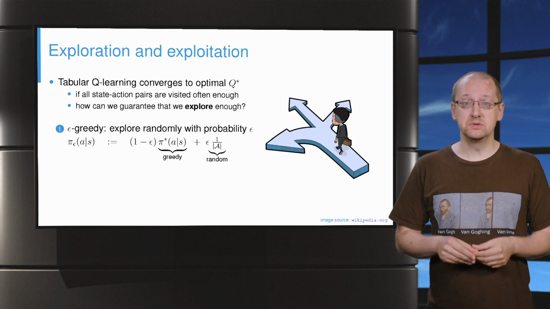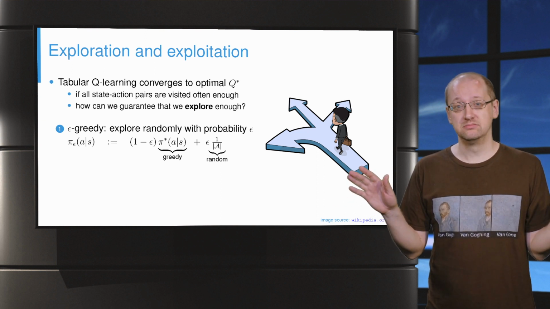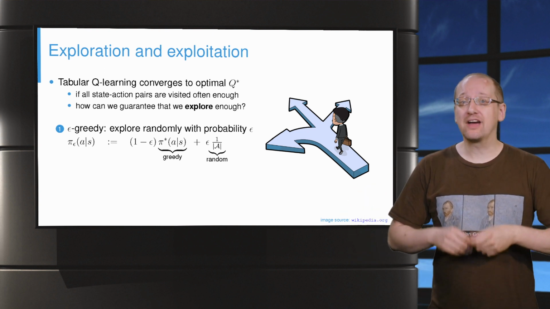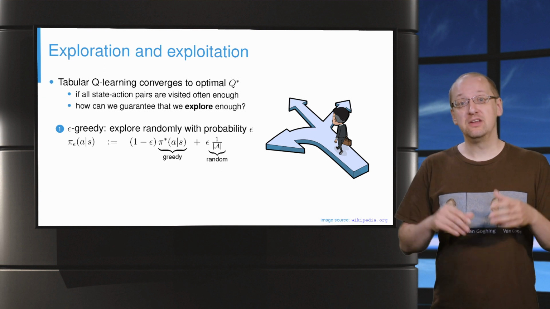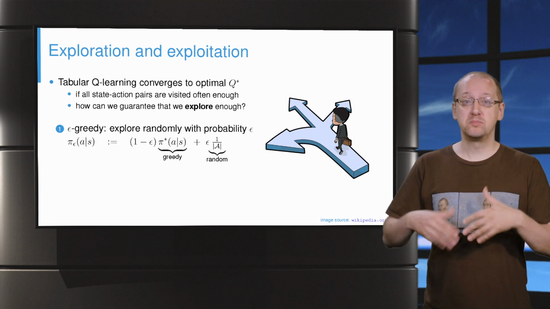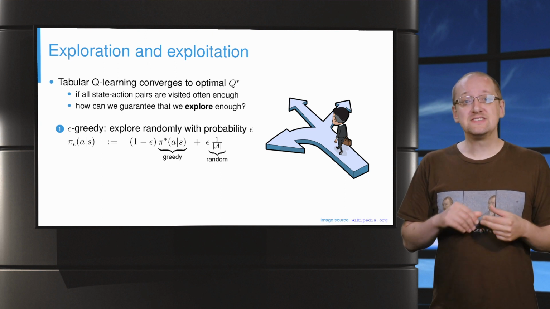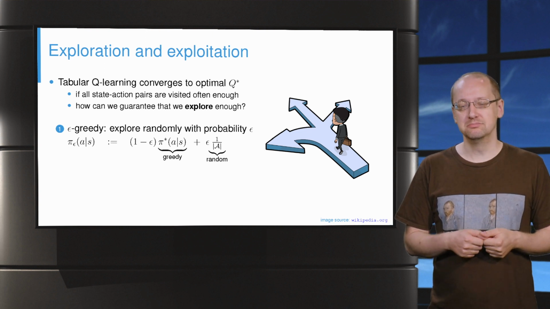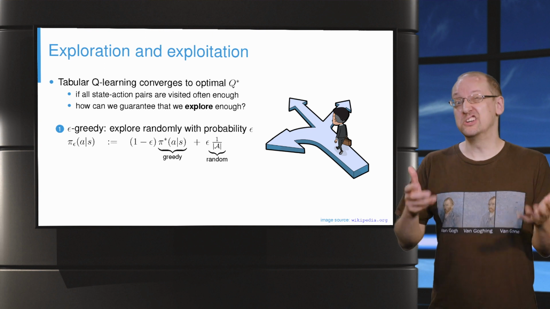The easiest way to ensure exploration is to simply choose random actions every now and then. This is called epsilon greedy, because we act random with a probability of epsilon and follow the greedy optimal policy with a probability of 1 minus epsilon. As there is a non-zero probability for every action sequence in this scheme, the entire state action space will therefore be explored eventually.